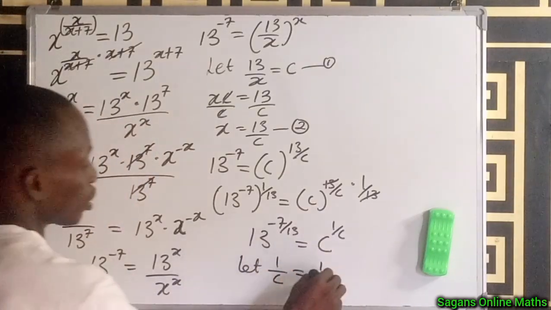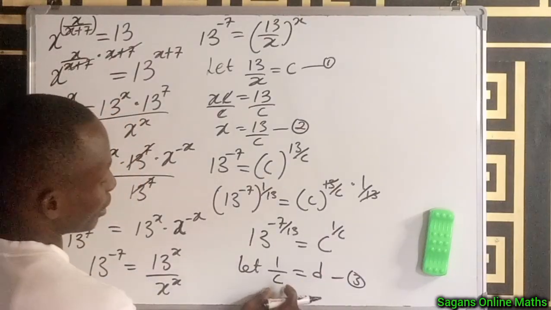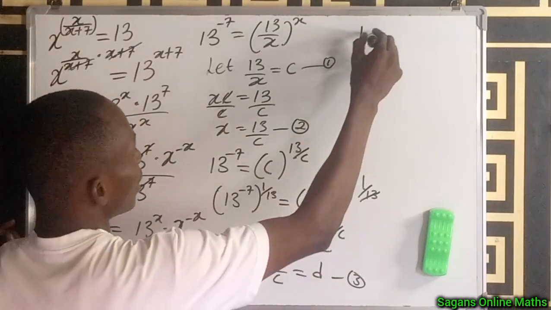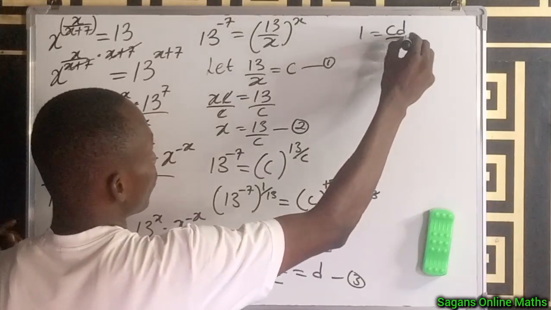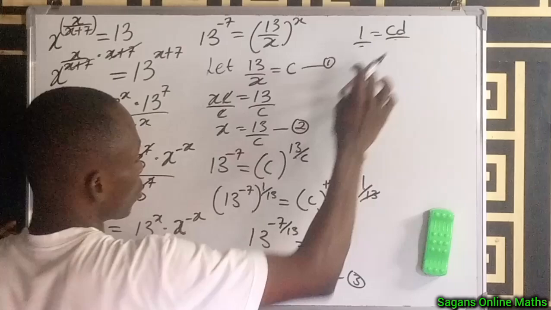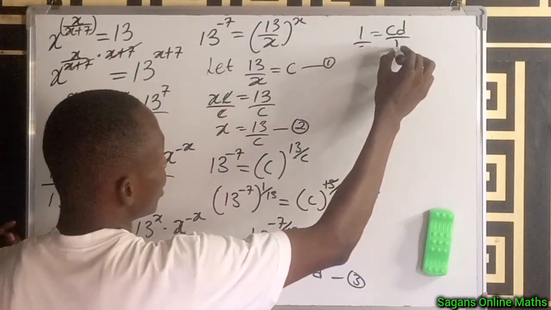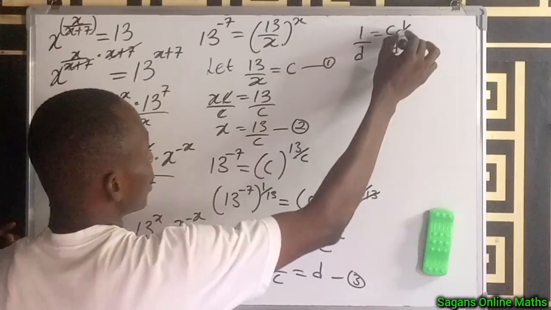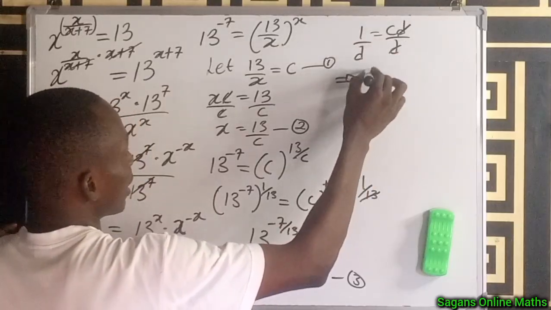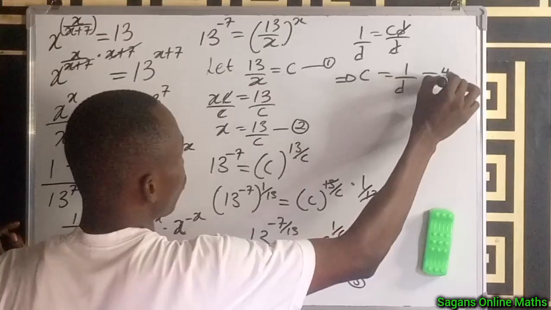So you can call this equation 3 because it's a new equation we are getting. So let's make c the subject. It means that 1 is equal to cd. We're making c the subject, right? So divide both sides by d. Divide here by d, divide here by d. The d cancels out. So this implies that c is equal to 1 over d. You can call this equation 4.